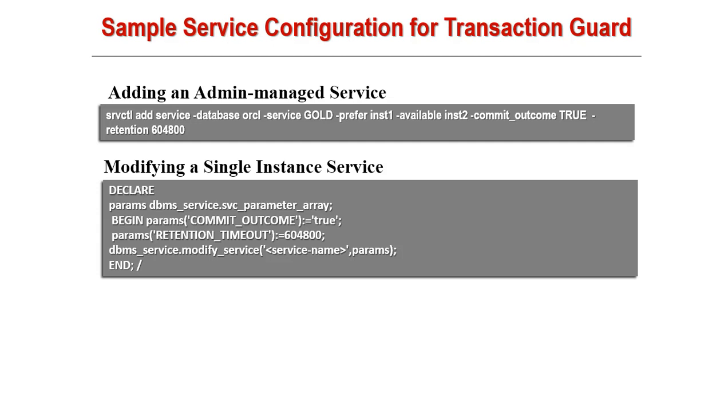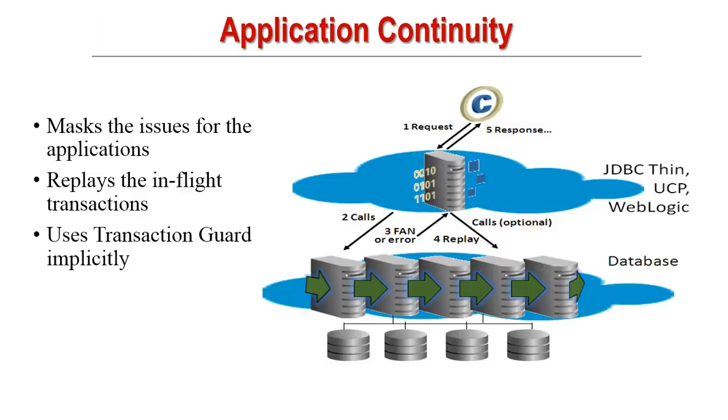So what does application continuity do? It's available for Java clients and for database servers. It requires transaction guard to be working, and these are the requirements for application continuity. Now you can see that application continuity is going to check these things.